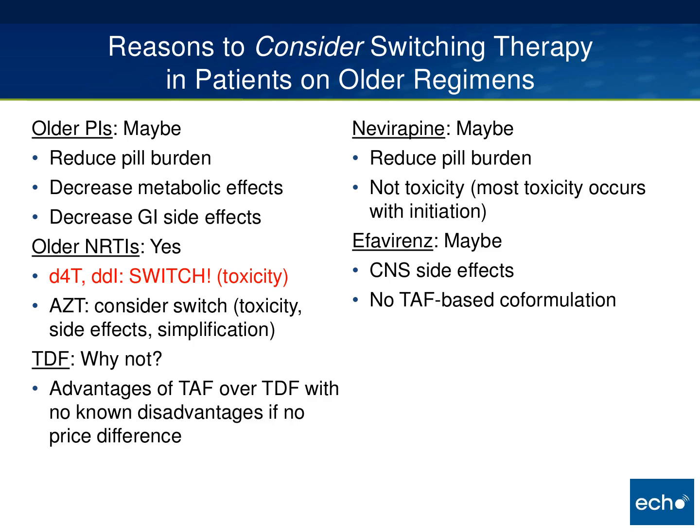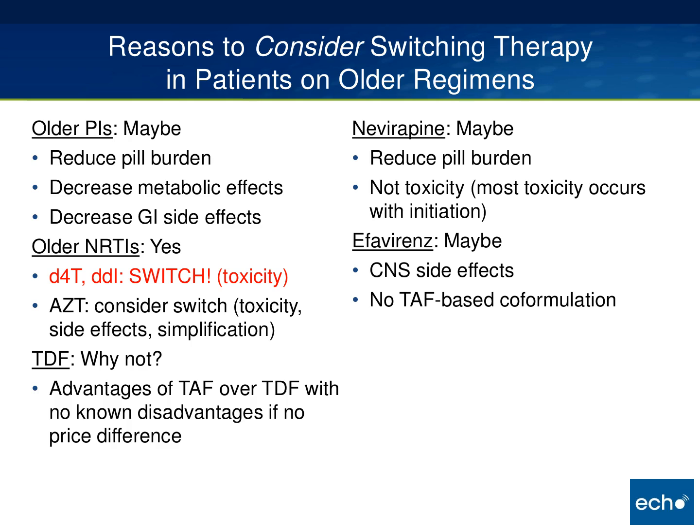So I want to start by talking about reasons to consider switching therapy in patients on older regimens. The guidelines are very clear that you don't need to switch someone just because they're not on a recommended regimen. There's a difference between treatment-naive and treatment-experienced patients, and it's okay to continue some regimens that may not be up to date. But you may want to consider it in some cases. With older PIs, you can usually reduce pill burden, decrease metabolic side effects, and decrease GI side effects with switches. With older nukes, there are definitely reasons to switch, and I would say there is no excuse for D4T or DDI anymore. Those should all be switched due to toxicity.